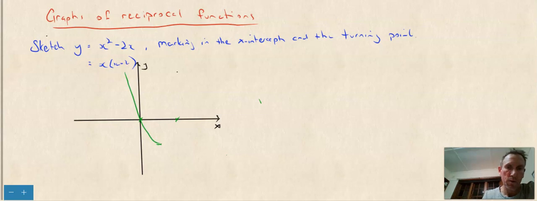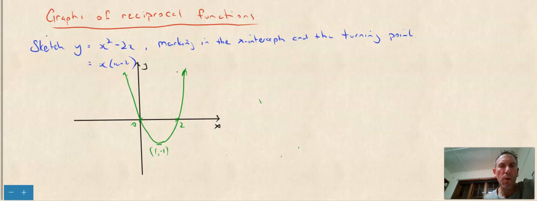I just like to always make a little horizontal line so I don't make it too pointy. Just guides my parabola nicely through the curve, although that's still not great. 2 is here, 0 is here. The coordinates of my turning point, well, I know that x equals 1 here, so I can put 1 down, and y equals 1 minus 2, so I am at 1, negative 1 for my turning point. Great, okay. So that's the sketch of my quadratic.